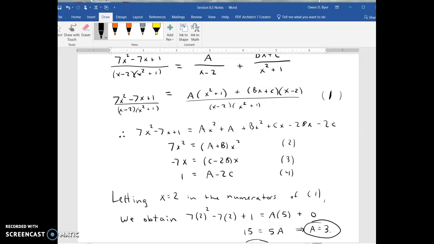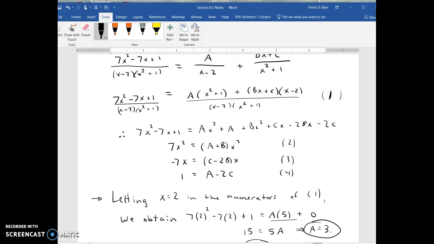On the right-hand side, we could notice that if x equals 2, that will all be 0 right there. So letting x equal 2, you get A times 5 on the right-hand side plus 0. That's right here. And on the left-hand side, when you plug in x equals 2, you get 7 times 2 squared minus 7 times 2 plus 1. You get that 15 equals 5A, and immediately then you know A equals 3.